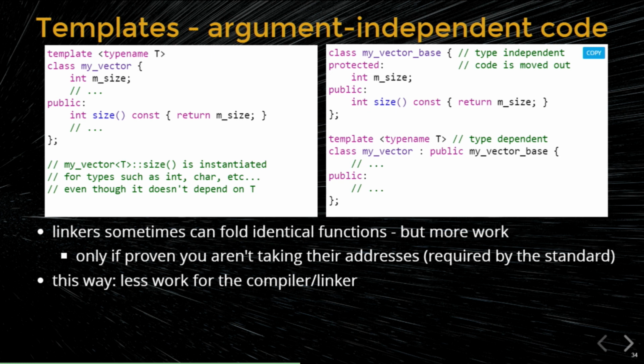Then there's also less work for the linker when you actually separate template-independent code outside of templates. Because linkers try to remove duplicate symbols even if they're for different types. For example, the size method of vector of integer and the size method of vector of float, they're actually the same binary representation in memory as generated code for the function. And some linkers try to optimize that away. But if you don't do that for them in the first place, they won't have to optimize for it.